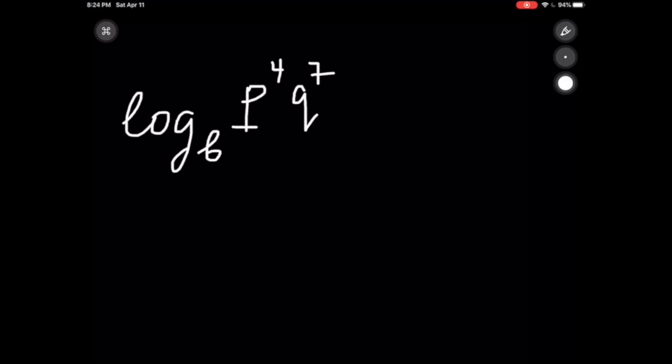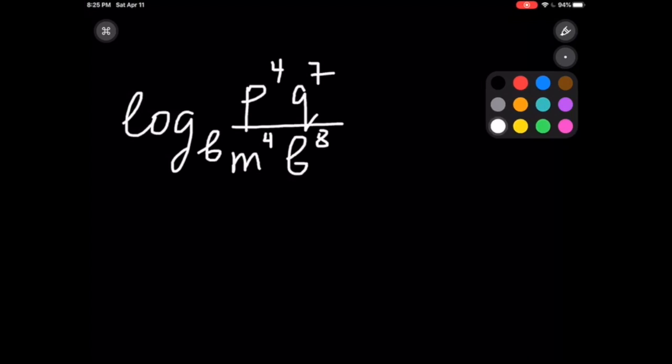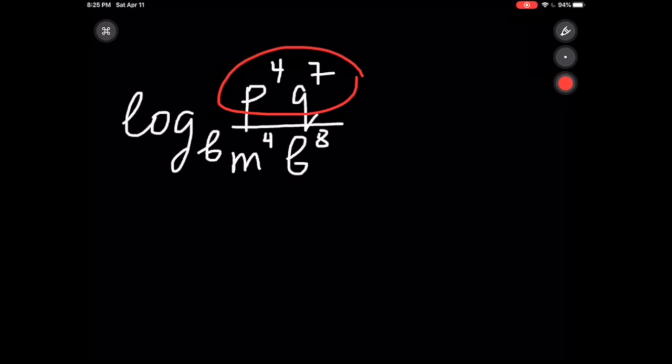The next question will ask you to combine all three of these properties together. Here we go. Log base b of p to the power of 4 times q to the power of 7, all over m to the power of 4 b to the power of 8. These numbers, because they're at the top, will get a positive sign in front of the log, and these will get a negative sign based on the second property.